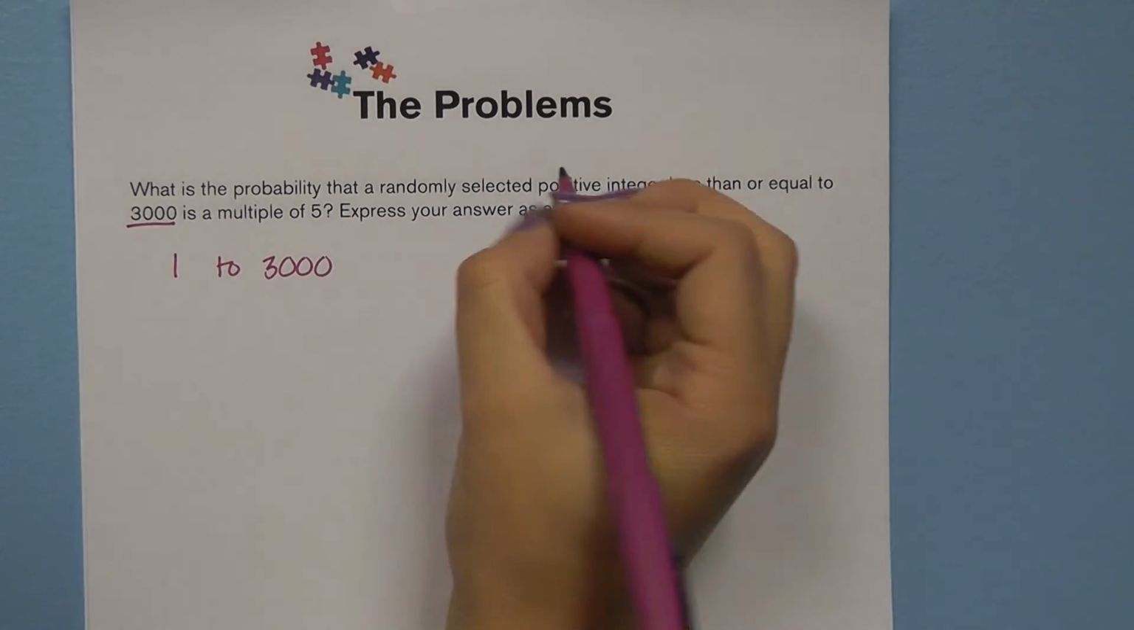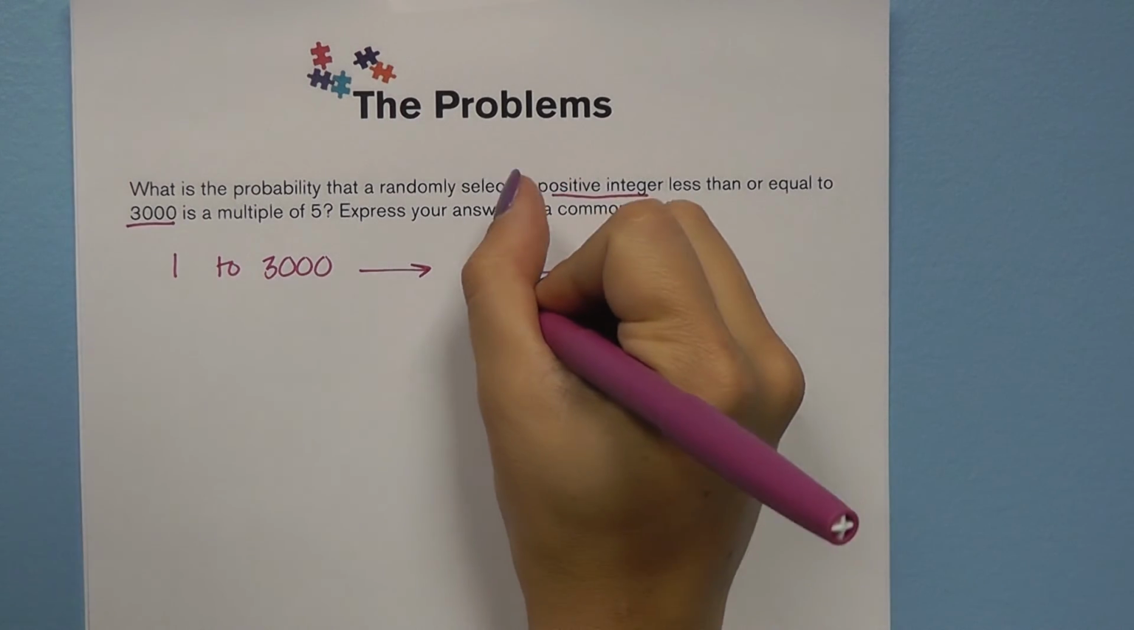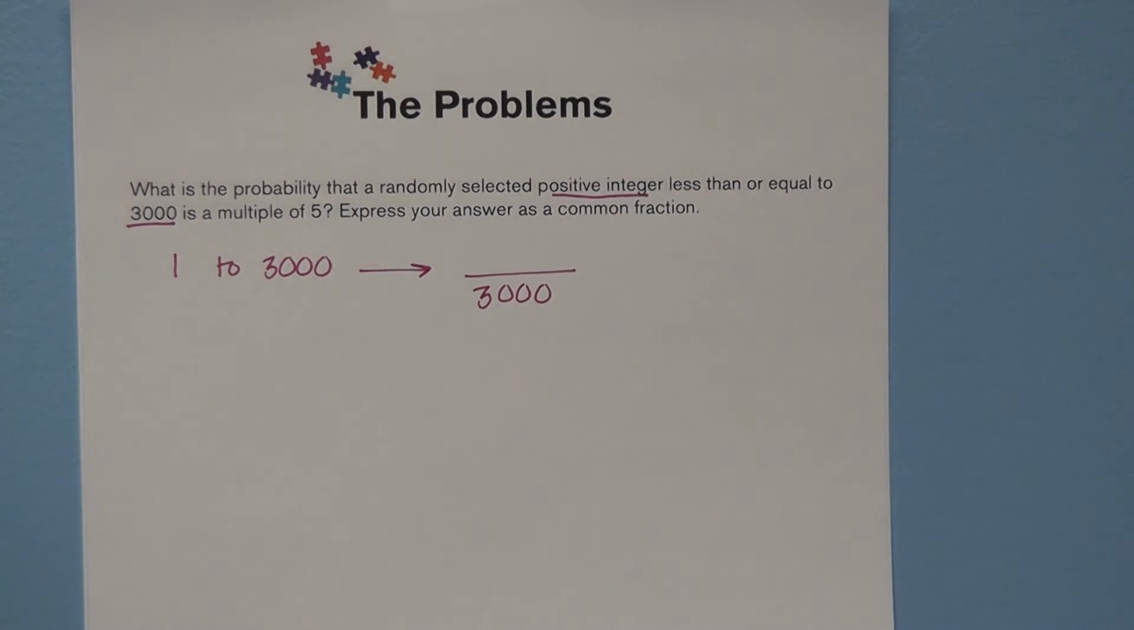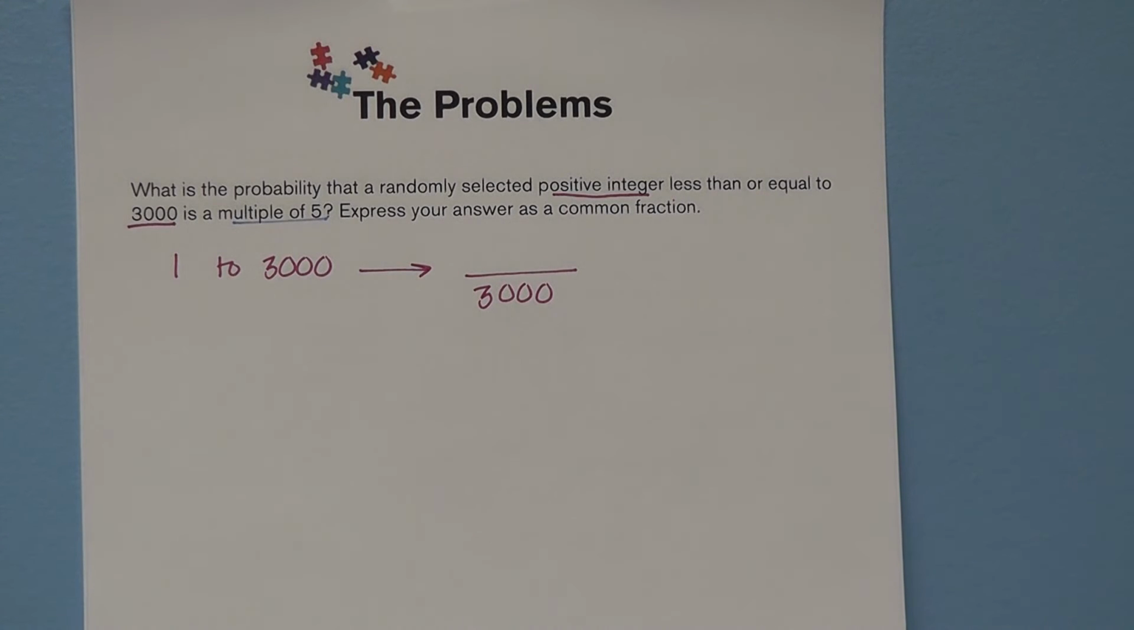So if we started here and just said, let's set up our ratio, we would know the total number of outcomes that we're looking at are 3,000. And then we have to ask, what do we want to put on top? What are our favorable outcomes? Well, we're looking for multiples of 5. So you could start by counting multiples of 5. Okay, 5 is 1, 10 is 2, 15 is 3, 20 is 4, and so on. But it's going to take you a while to count up all of your favorable outcomes for that numerator. So we're going to need to come up with a quicker, more strategic approach here.